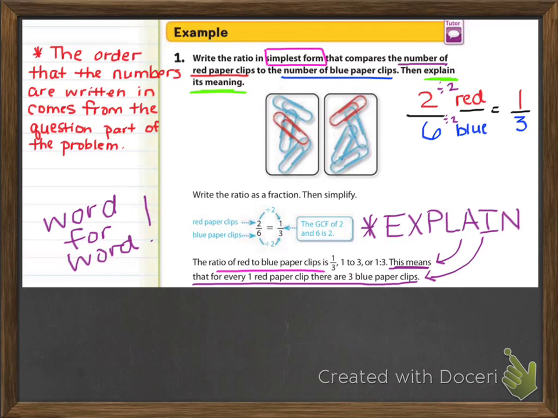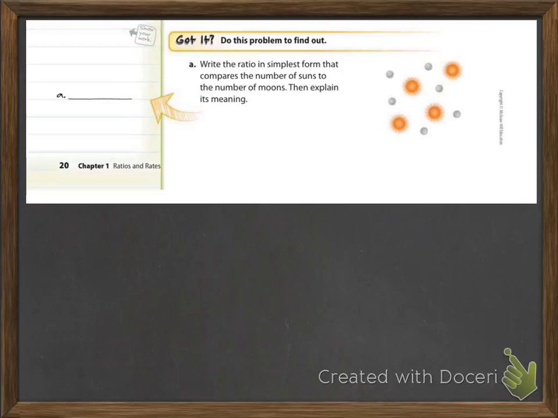So let's go ahead and go on to the next one. And let's let you try it. Go ahead and pause the video now. You want to make sure that you not only write the ratio, you put it in simplest form, and that you then explain.